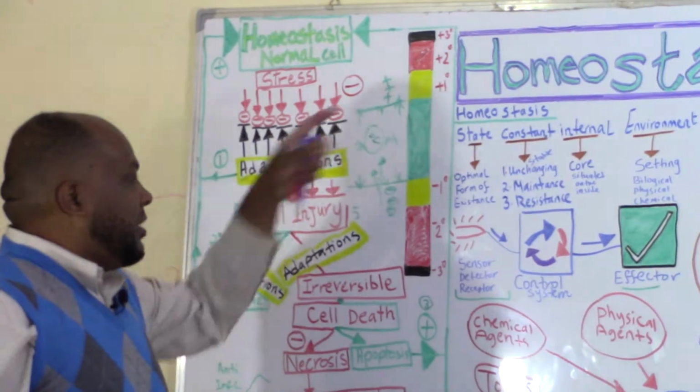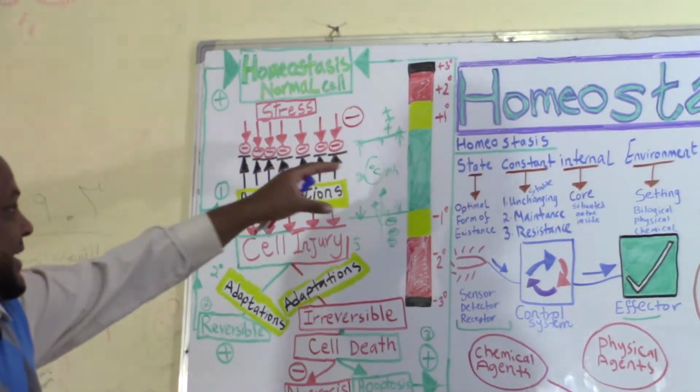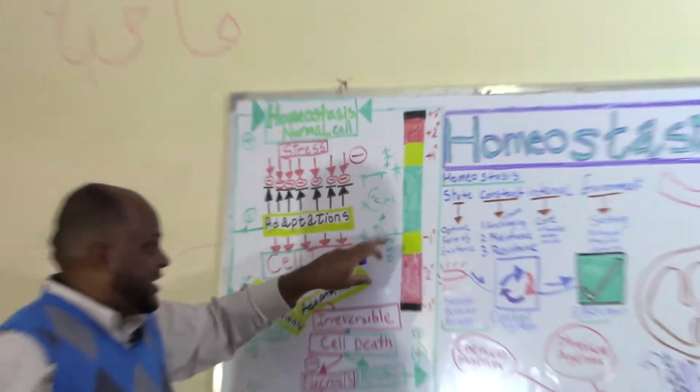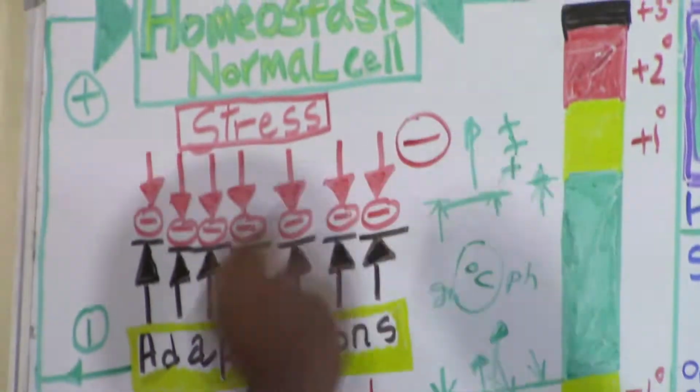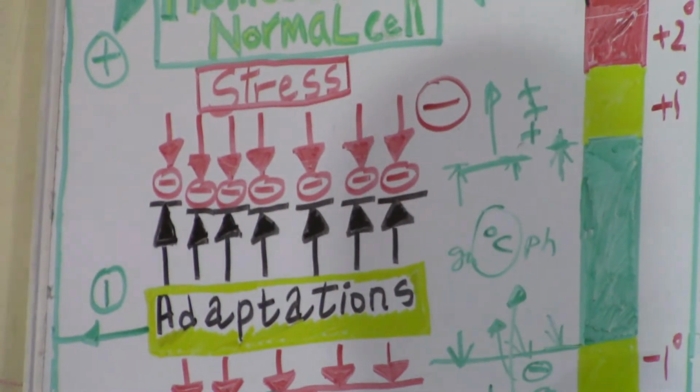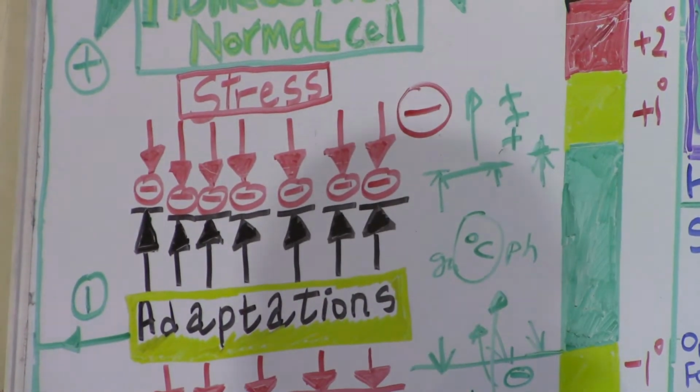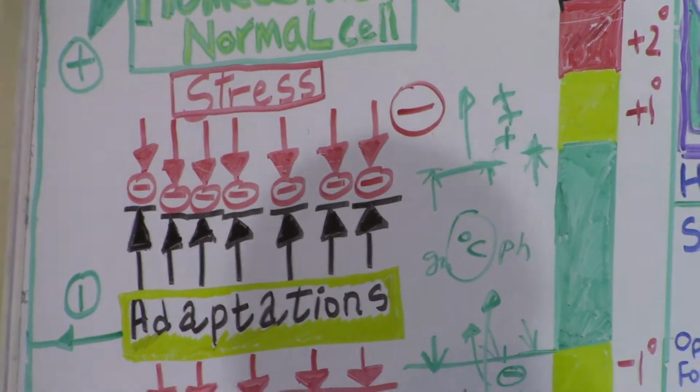Now, let's talk about when it's very hot, when temperature has increased above the highest tolerable limit. It's no longer below the least tolerable limit. What does the body do to maintain homeostasis?